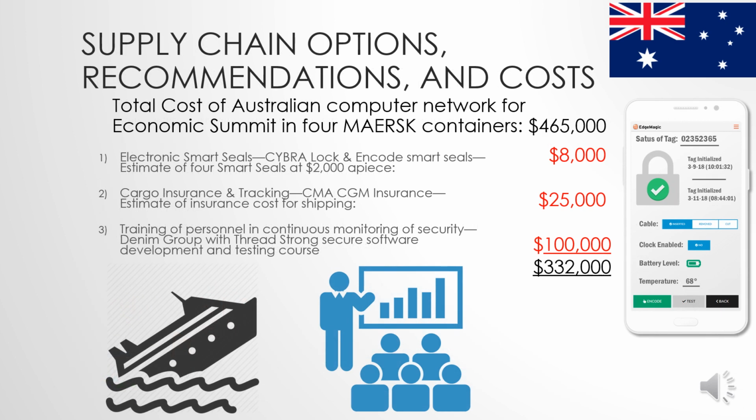A properly managed supply chain, from raw materials to production to distribution to transportation to the customer, is crucial to acquiring products clean from tampering. Electronic smart seals, such as CYB's lock and encode smart seals, are radio frequency identification, or RFID, enabled, and they provide physical and electronic tamper tagging solutions. This type of seal is designed to secure containers which ship information technology assets and high dollar value items.